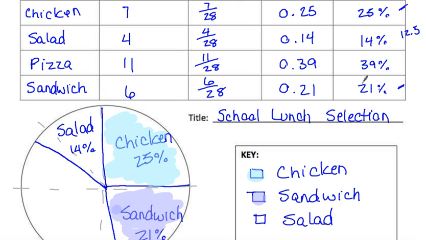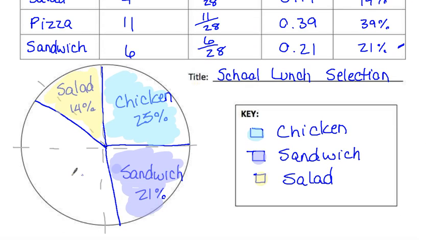And some of this you're just kind of estimating. It's not going to be 100% perfect, and that's okay. As long as it's close to what it should be, I'm okay with that. All right, and then the last one is 39%, which that's 25, and I would say that's close to 39%. So this is going to represent pizza. And that's 39%.